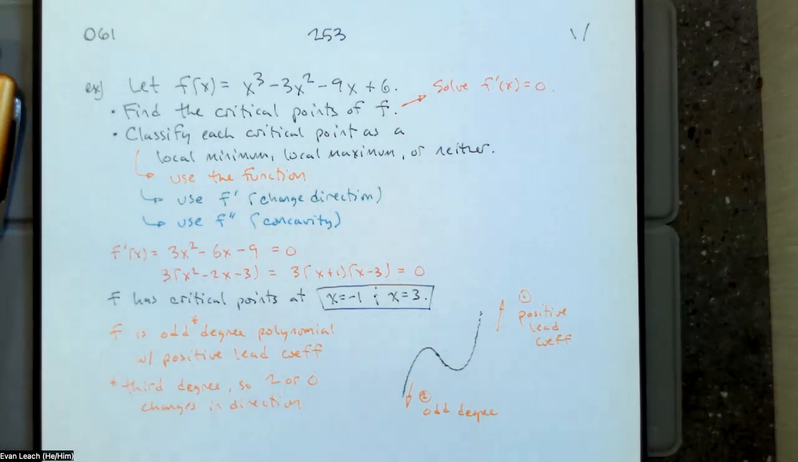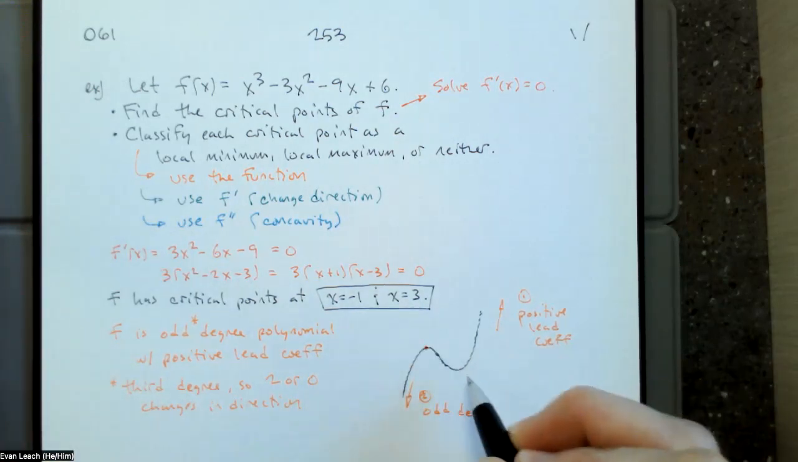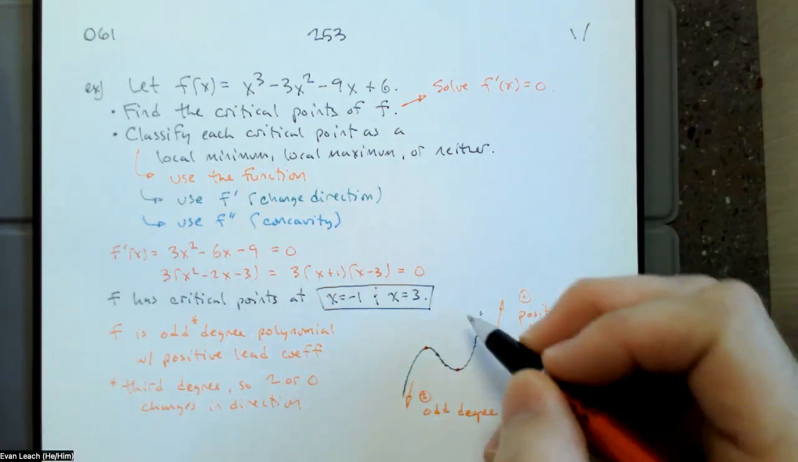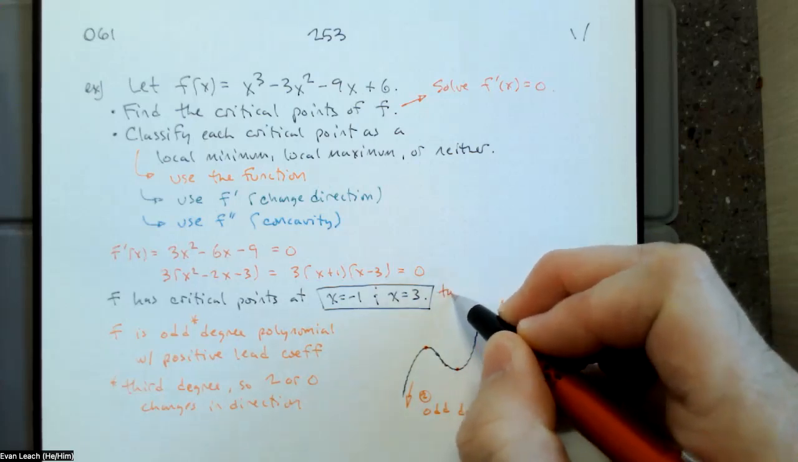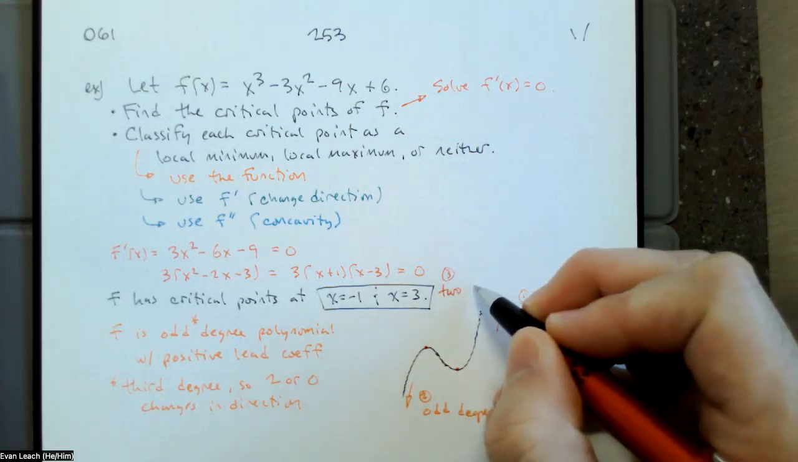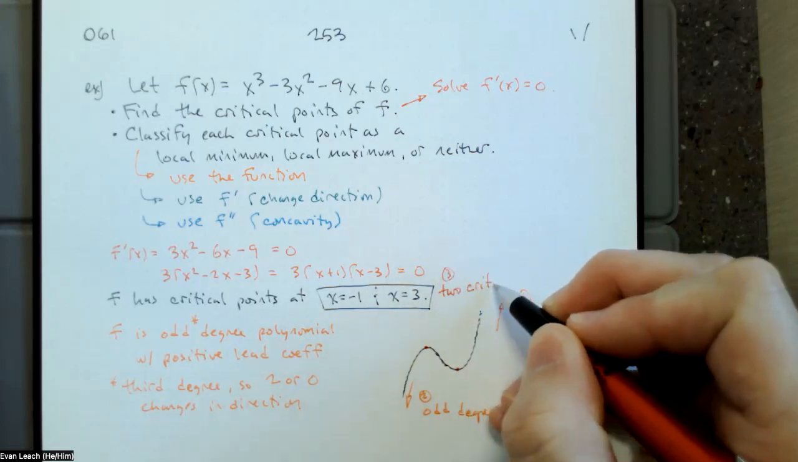And it makes a maximum of 2 or 0 turns. So there can be a maximum of 2 or 0 changes in direction. Since there are 2 critical points, the most likely thing is that we are dealing with 2 changes in direction. So now we're going to use the fact that there are 2 critical points. So the third thing I look at is that there's 2 critical points.